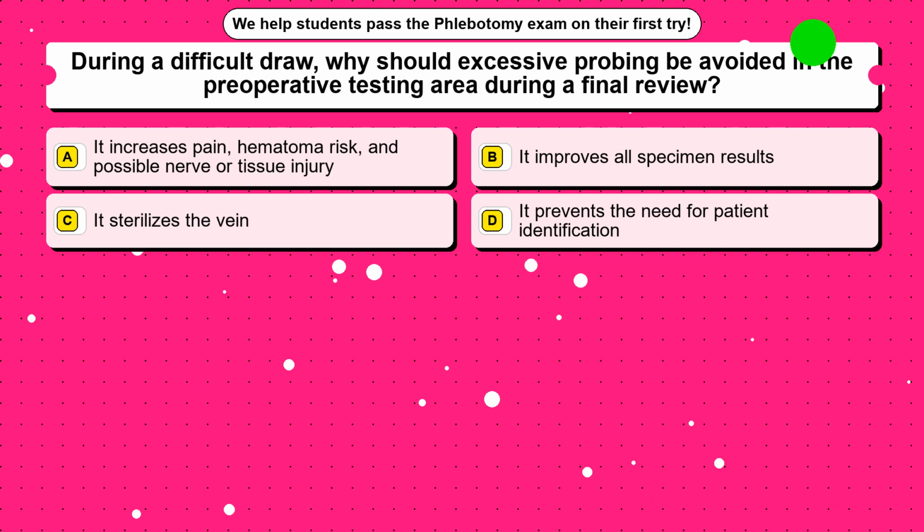Question 28. During a difficult draw, why should excessive probing be avoided in the preoperative testing area during a final review? Option A: it increases pain, hematoma risk, and possible nerve or tissue injury. Option B: it improves all specimen results. Option C: it sterilizes the vein. Option D: it prevents the need for patient identification.